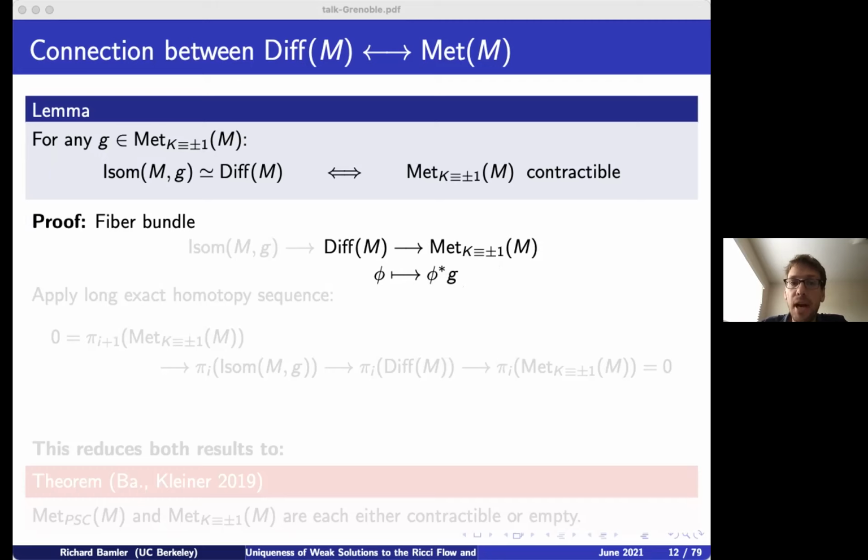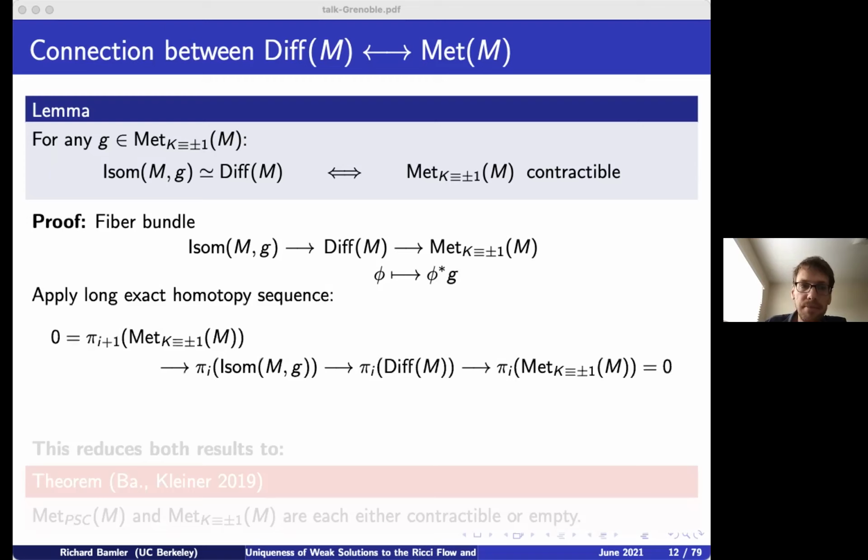This turns out to be a fiber bundle. And while the fiber consists of all diffeomorphisms that leave this metric G invariant, i.e. the isometries, now we can apply the long exact homotopy sequence.